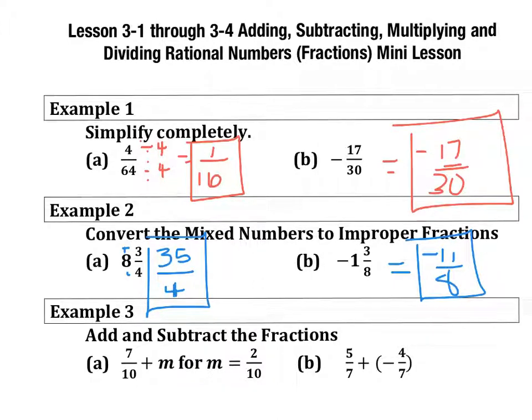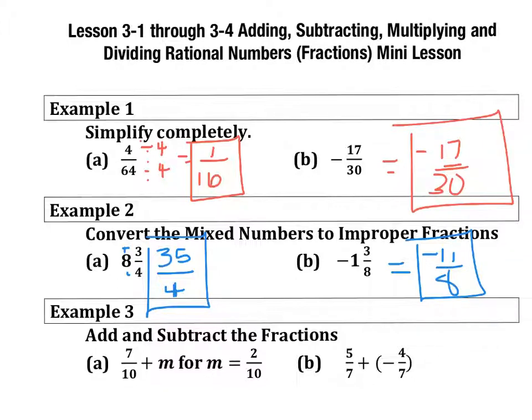In the next step, we're going to be adding and subtracting fractions. This is when our denominators are the same. So this is fairly straightforward. If you have two fractions with a common denominator, you only need to add or subtract the numerators.